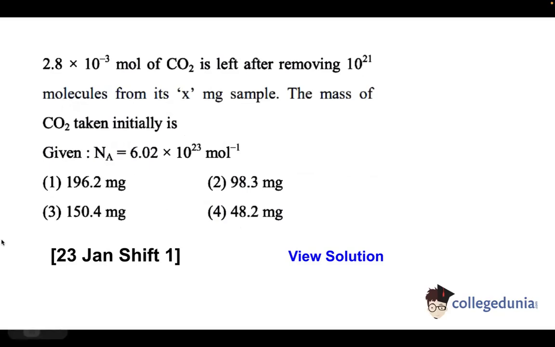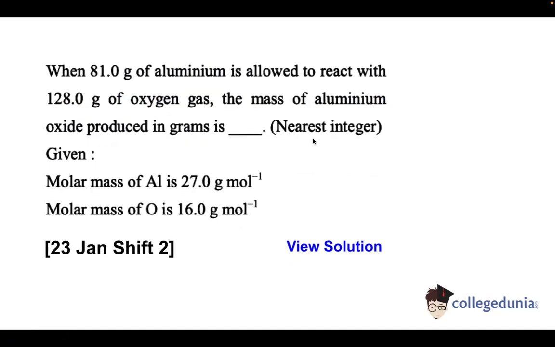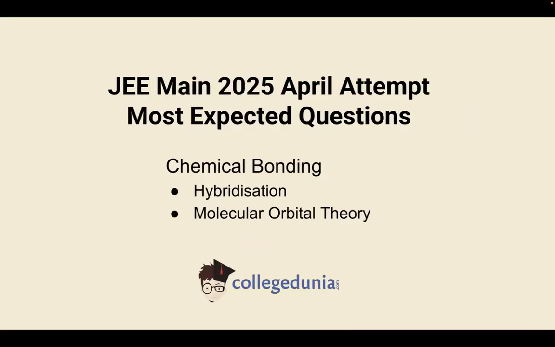So a condition is given that this particular mole of CO2 is left after removing 10 to the power 21 molecules from its X mg sample. So the mass of CO2 taken initially needs to be calculated here. Then this is also a similar question following the same pattern. This was an integer question, so you just need to write the integer value, and there are no options. Then moving on to next.